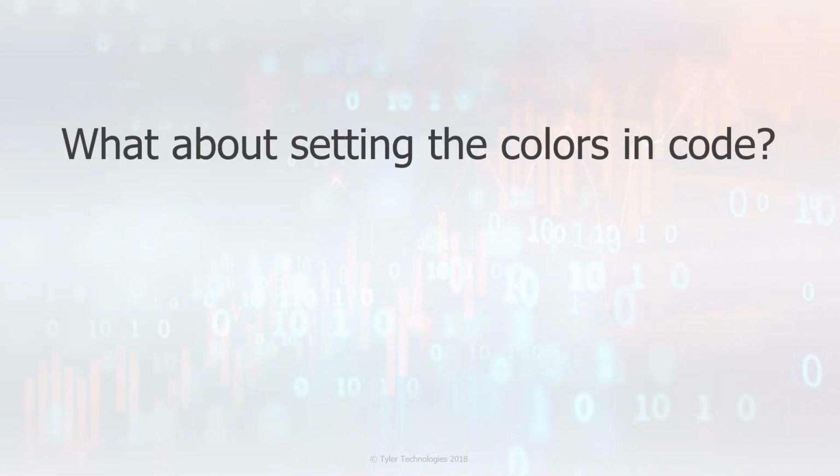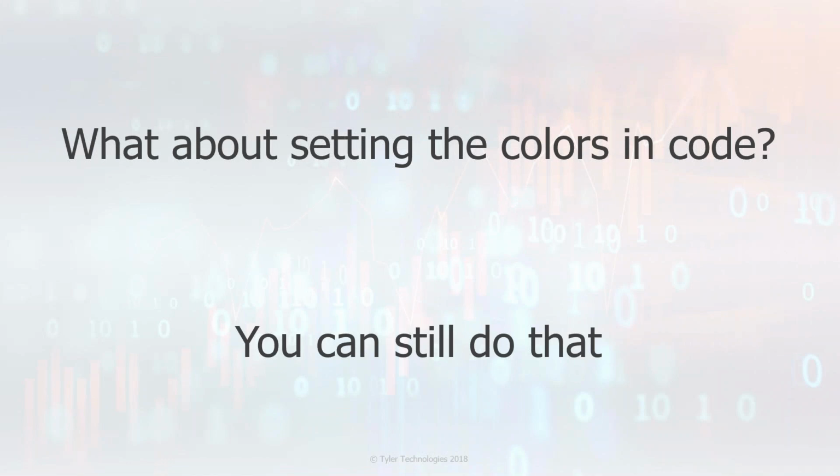So what about setting colors in code? You can still do that. If you're setting colors based on certain conditions, you can still do that. You just want to make sure that you have something in your code that you can quickly check to see what theme you're in, so you can pick the right color. So if you're in dark mode, for a warning, you would use a darker red as opposed to a more bright red in light mode.